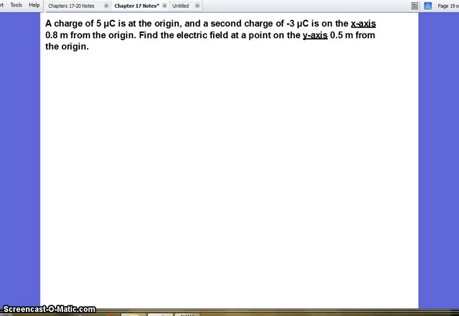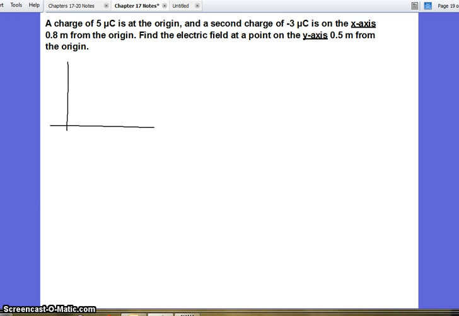In this problem, we're told that a charge of 5 microcoulombs is at the origin, and a second charge of negative 3 microcoulombs is on the x-axis, 0.8 meters from the origin. We're going to find the electric field at a point on the y-axis, 0.5 meters from the origin. So let's first start by drawing a diagram.